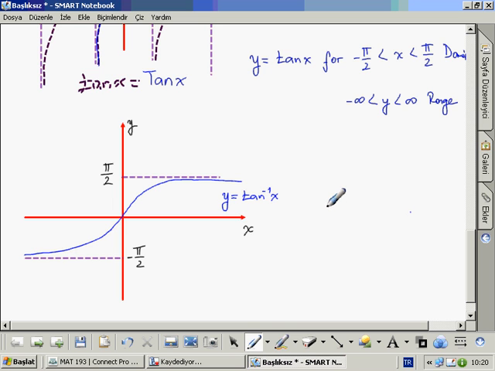For the inverse tangent function, we can write y equals inverse tangent x if and only if x equals restricted tangent y, and if and only if x equals normal tangent y.